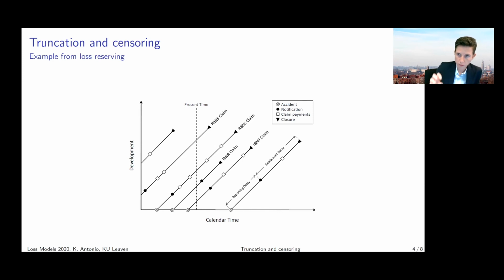Because you only have those claims reported in your databases for which the reporting delay, the time between the accident and the reporting, is smaller than a specific value, and that value is the time between the accident and the present moment. Yeah? So there is an example of right truncation in this picture as well. You may wonder what these two acronyms refer to. RBNS is for reported but not settled, and IBNR is for incurred but not reported.